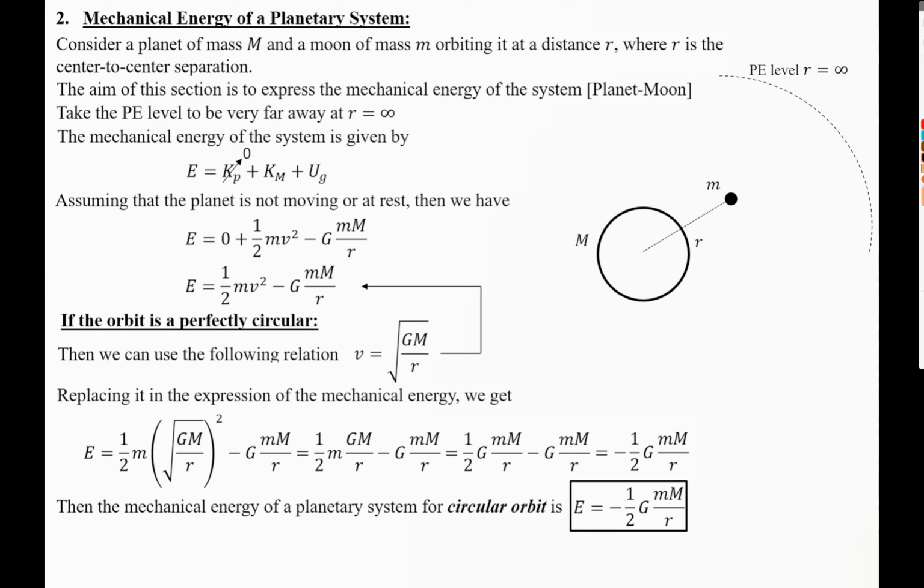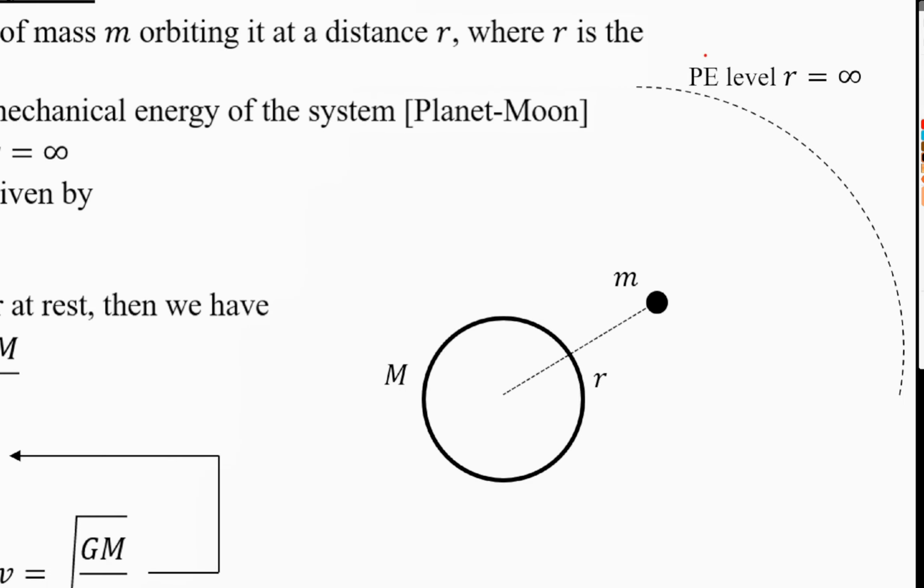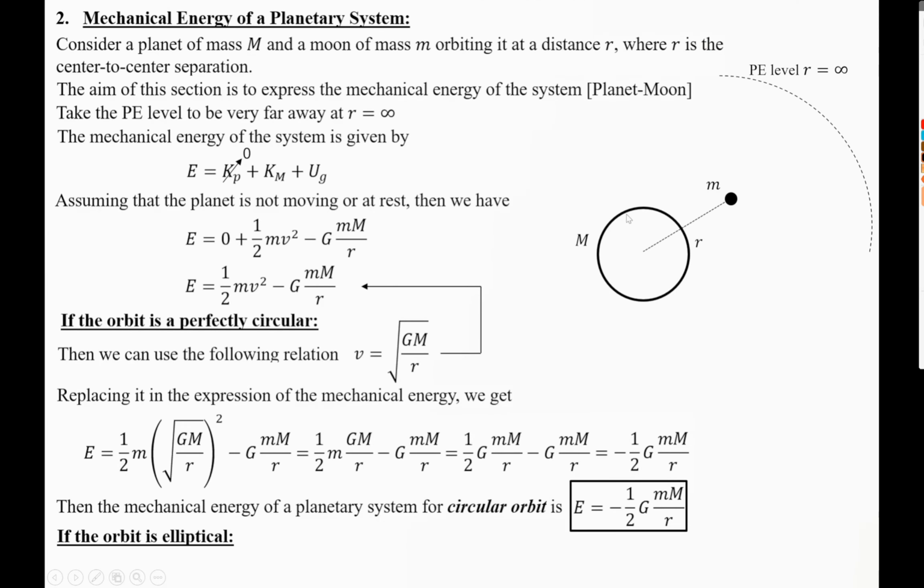Remember that this cannot be used directly in an exercise. It should be derived from scratch, and this only works if we're talking about circular orbits. So no need to memorize this, just remember the derivation. And the important thing is that in such cases, we take the PE level to be r tends to infinity. What does the PE level represent? It is the level in which the UG vanishes, and it is convenient to take it at infinity because there will be no more gravitational pull between the two masses.